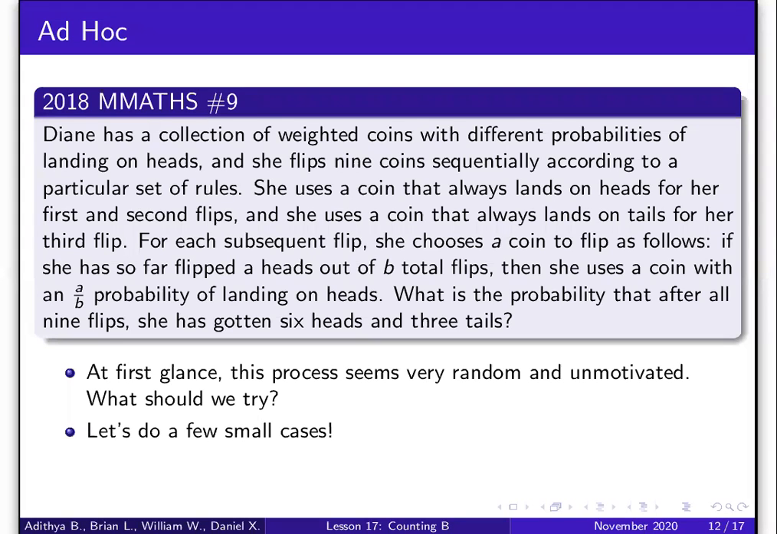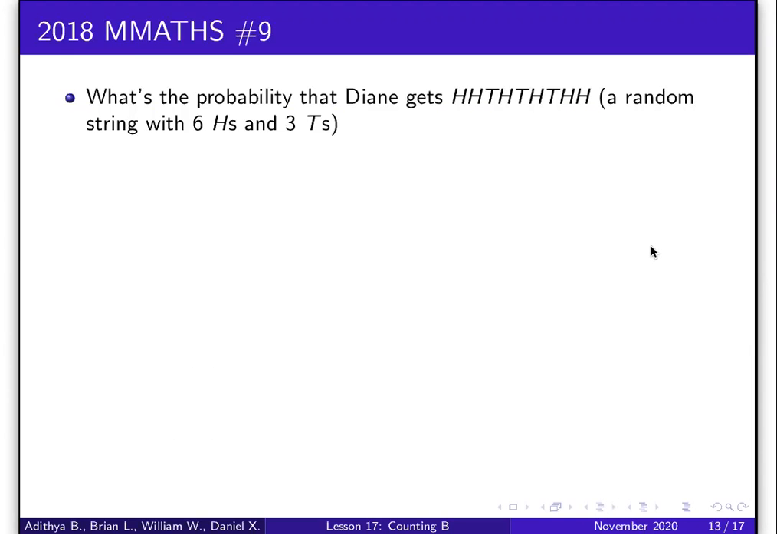So let's start out. Note that the first two flips are always heads and the next flip is always a tail. So let's start out with just a random string with 6 heads and 3 tails. What's the probability that Diane flips exactly heads, heads, tails, heads, tails, heads, tails, heads, heads, using the construct given in the question? I'll give you a few moments to think about that. Maybe type it in the chat.